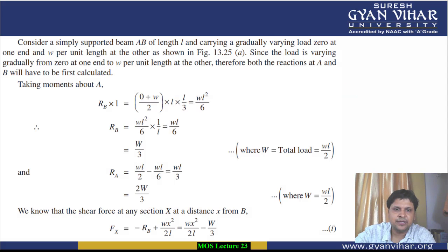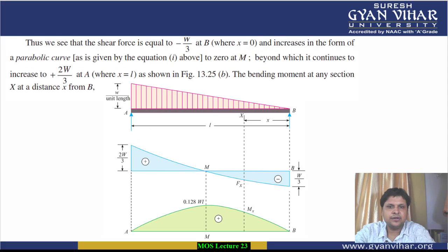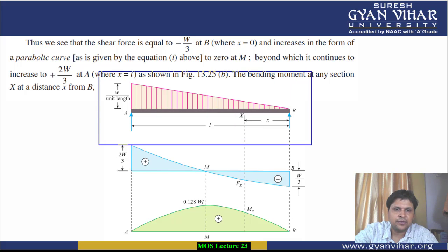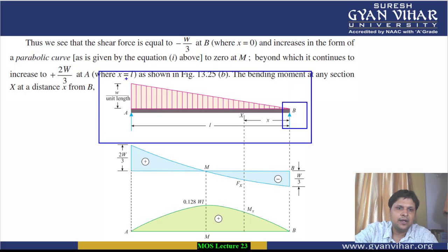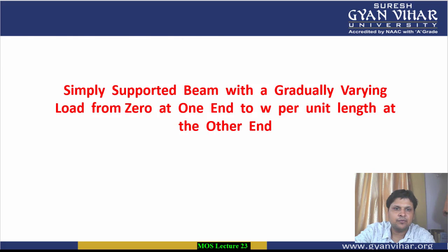All right, the situation is like this. You are going to consider the load in this way, in which the load is 0 at one end and maximum at the other end. Such loads, as I have told you in the previous video lectures, are known as uniformly varying load. All right, now how will we solve such questions?